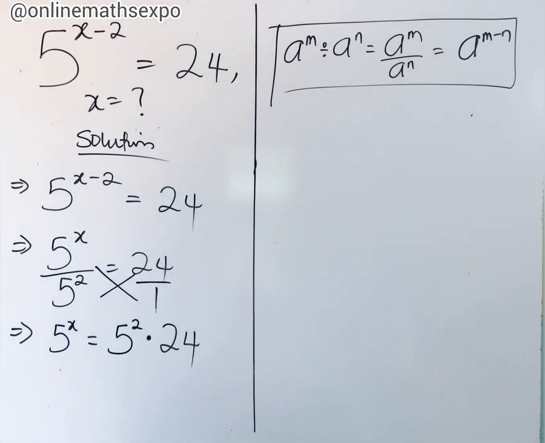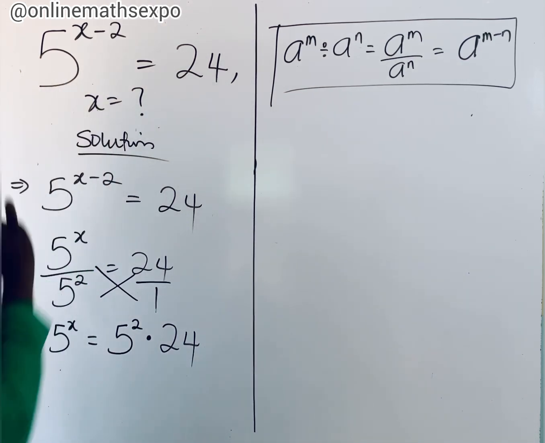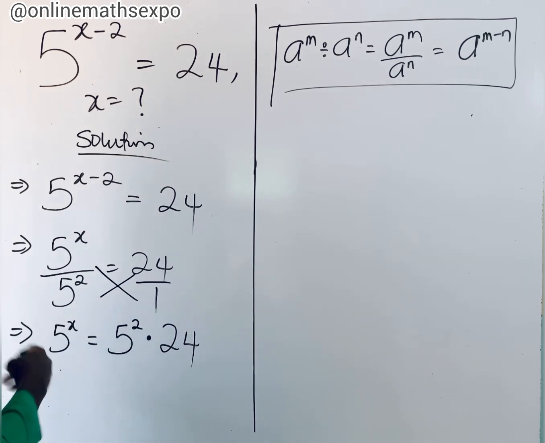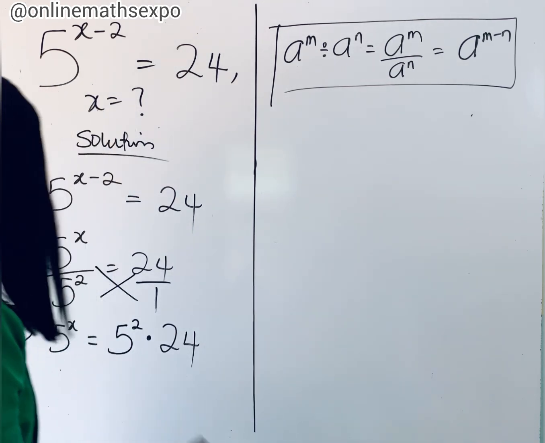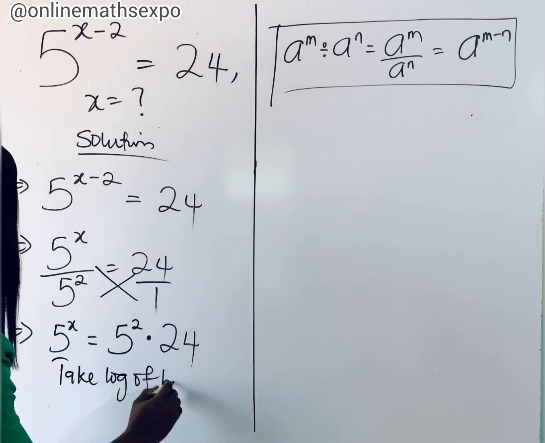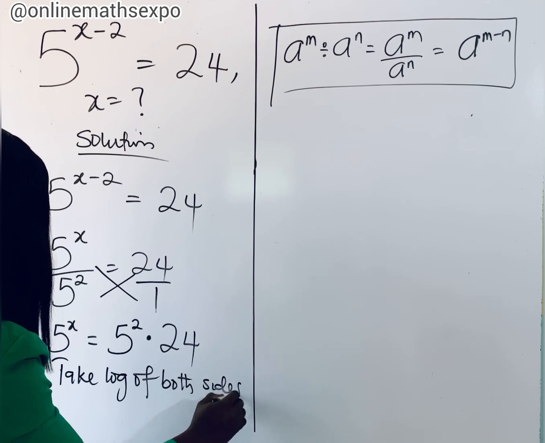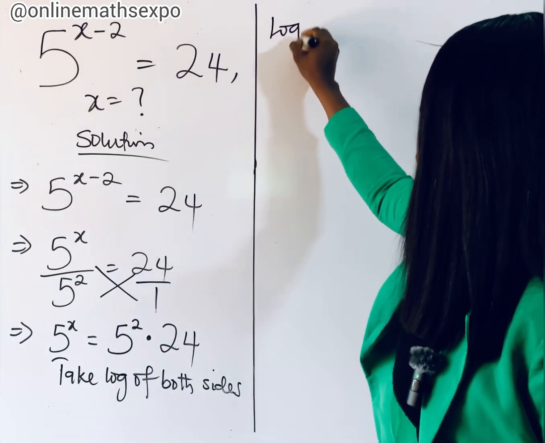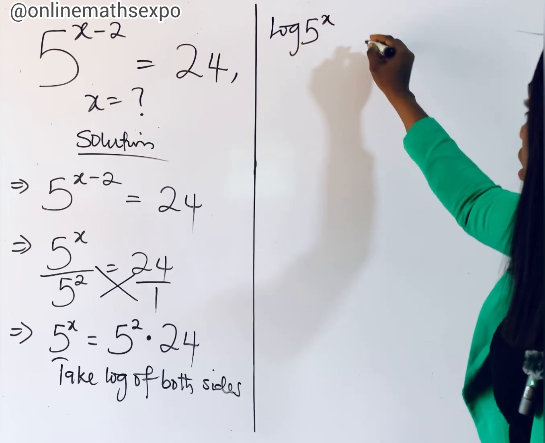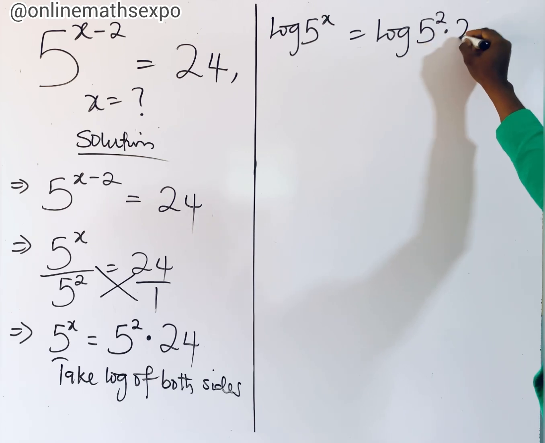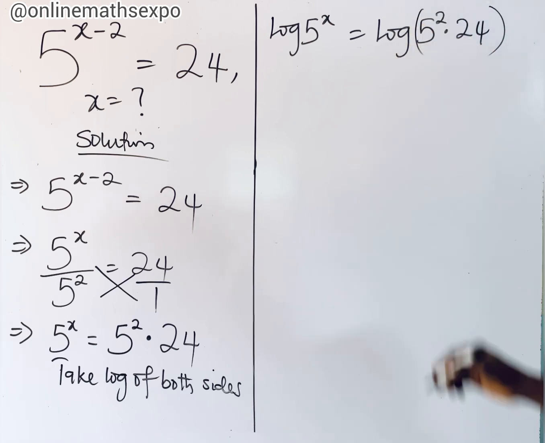Now, what do you do again? You remember that our target is to find x. So at this point, to get this x, which is a power, you need to take the log of both sides. So we need to take log of both sides, okay? Now, if you do that, see what you have. Let's move it to this part. So that gives us log of 5 to the power of x is equal to log of 5 squared multiplied by 24. I hope you're with me there.